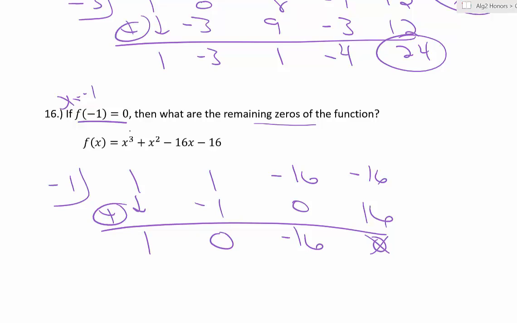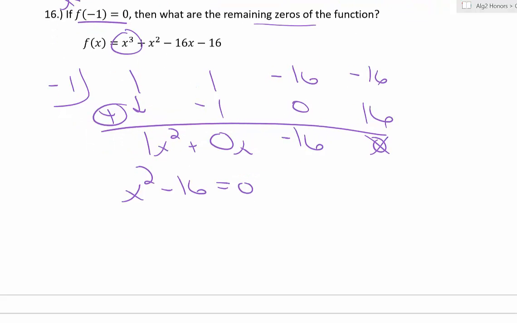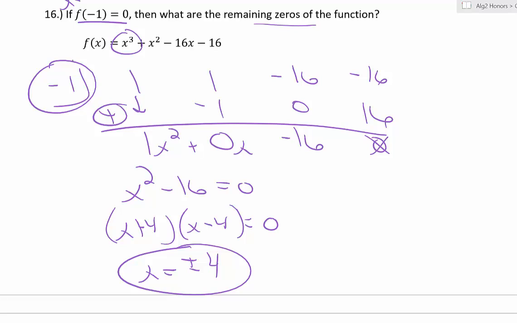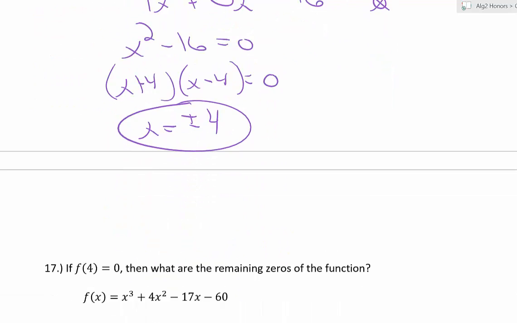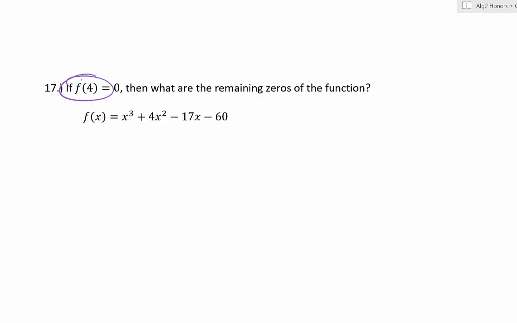That's what we wanted. X to the third, so this would be x squared plus 0x minus 16. Even better here, guys. X squared minus 16 equals 0. I think we know what to do with that. X plus 4, x minus 4. So x is positive and negative 4 for my other solutions. Negative 1 was the third one. So we did find the remaining zeros of the function. Remember correctly, we got one more here. And we'll be all done with this. Again, x is 4.